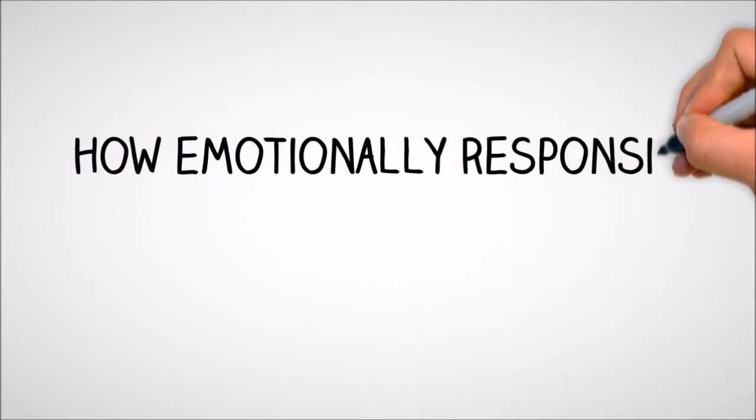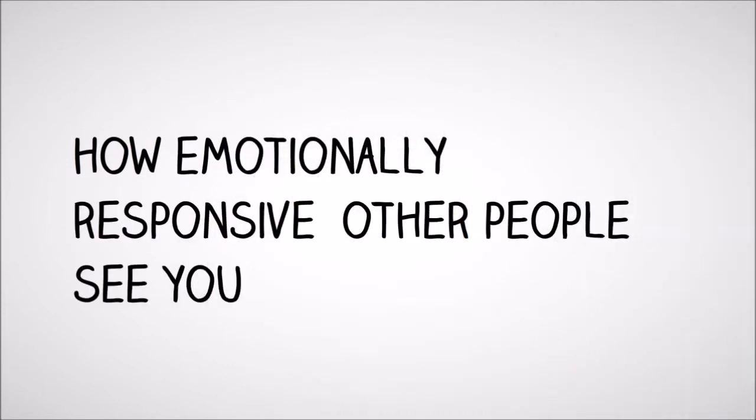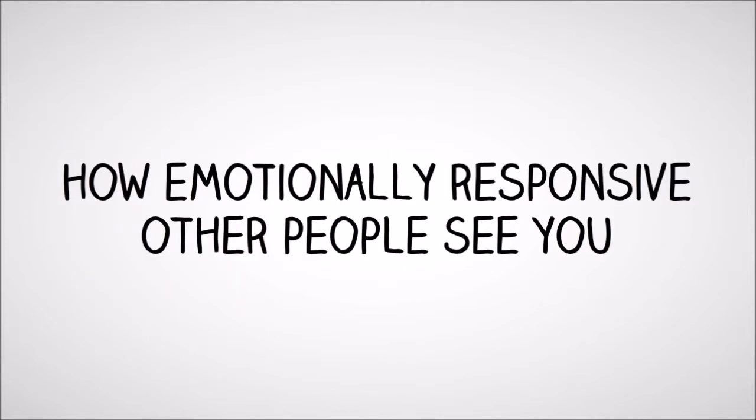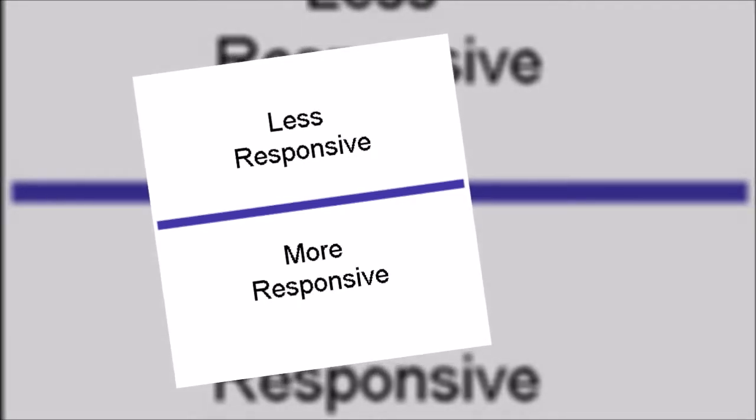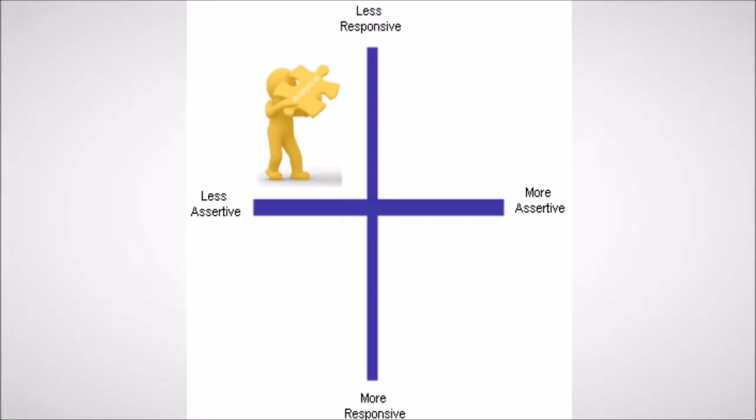Now, the second set of behaviors is a person's responsiveness, or how outwardly emotional they are. This is seen by others as showing his or her own emotions or demonstrating awareness of the feelings of others. It's how other people see you. It doesn't mean that if you're less emotionally responsive that you don't have feelings or you don't care about other people. It just means you don't wear it on your sleeve.